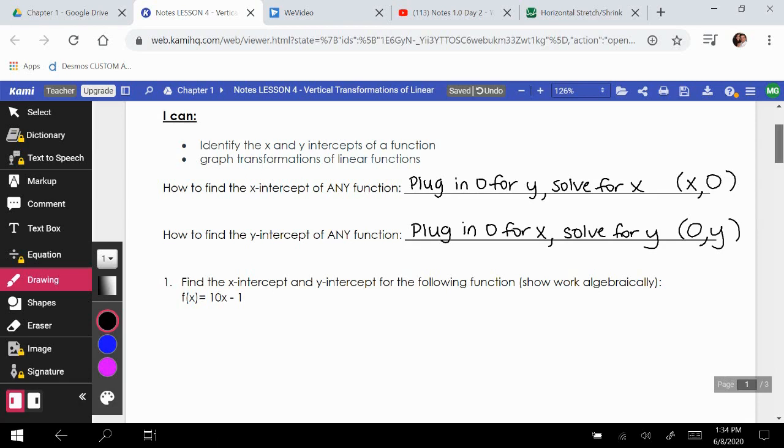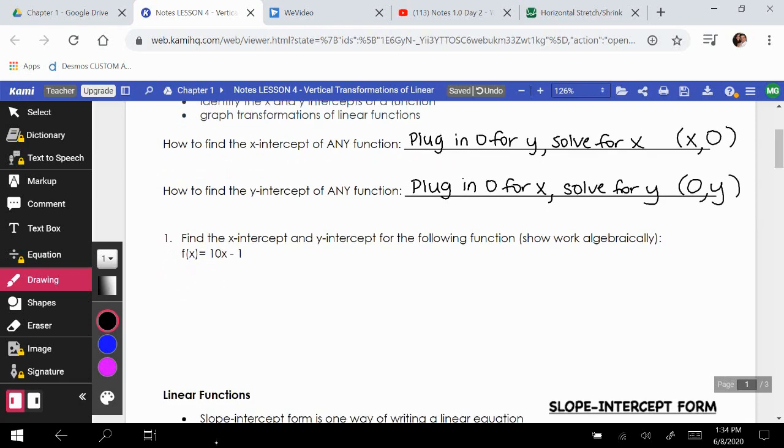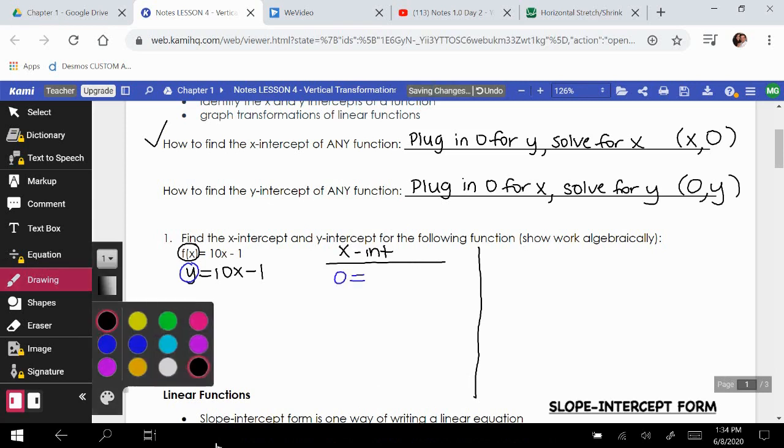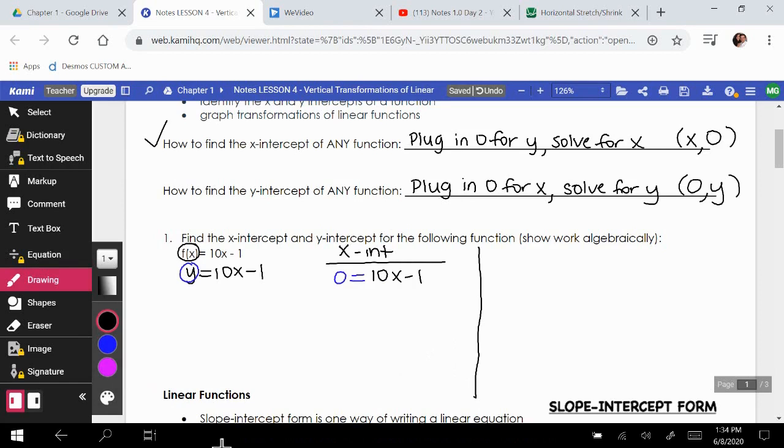Okay, so just practice. Number 1 says find the x and y intercept for the following function. Show work algebraically. So anytime you see f of x, you are welcome to write y if you are more comfortable with the format y equals. Those are interchangeable for our purposes here. The first thing I'm going to do is find the x-intercept. In that case, I'm going to be plugging in 0 for y. So I'm going to replace y with 0. So I'll have 0 equals 10x minus 1.